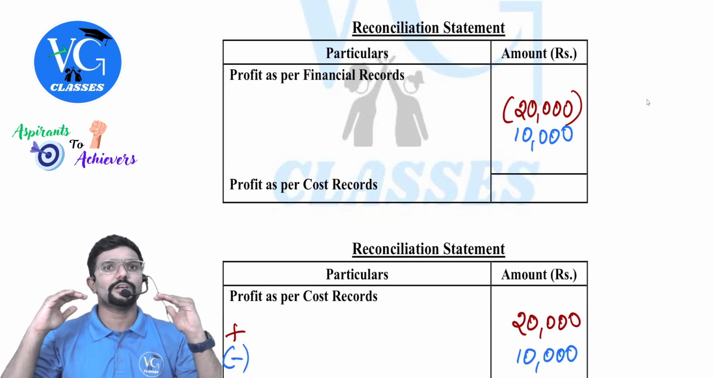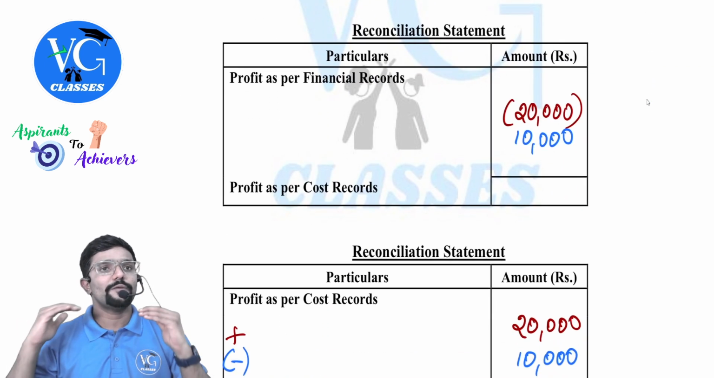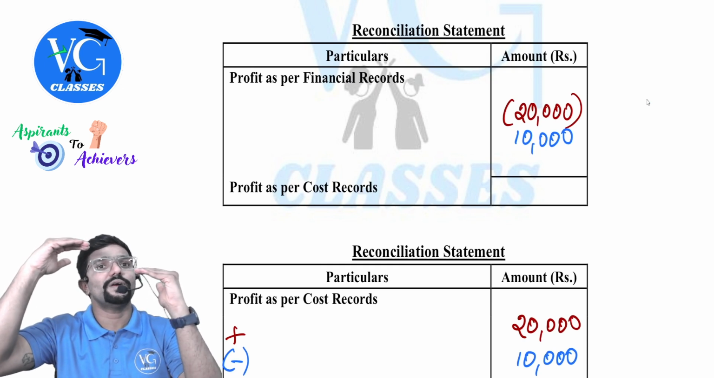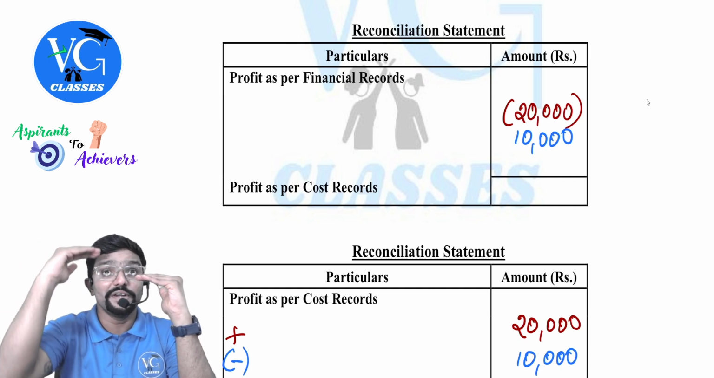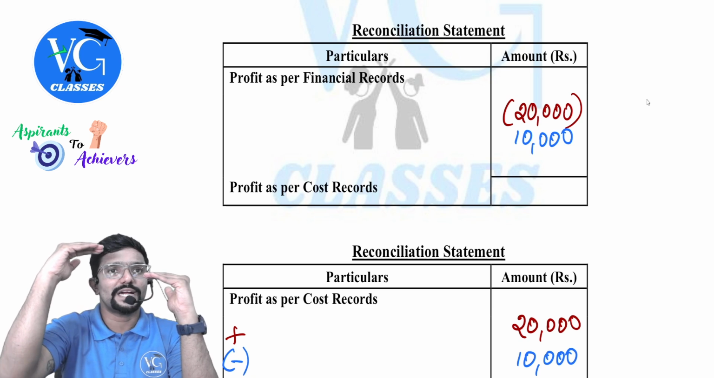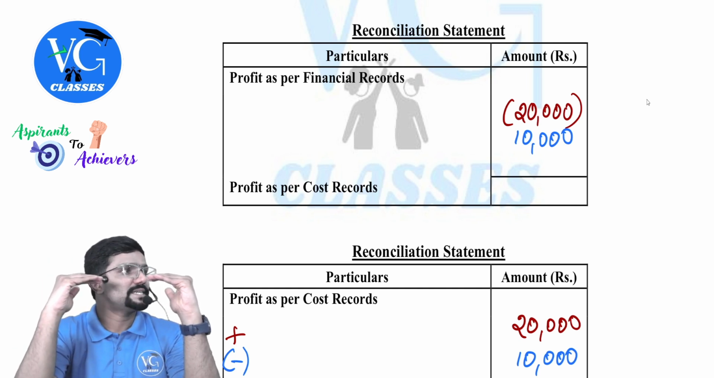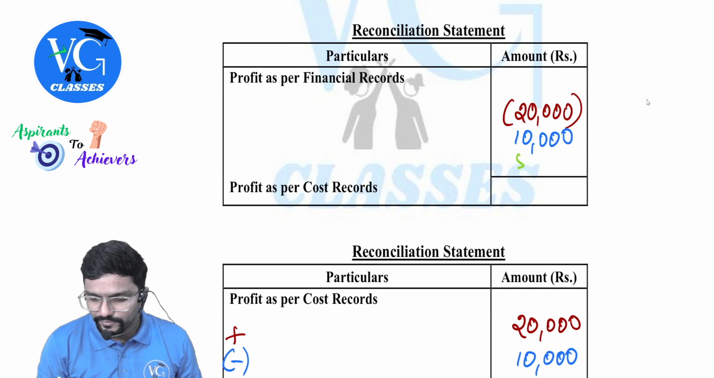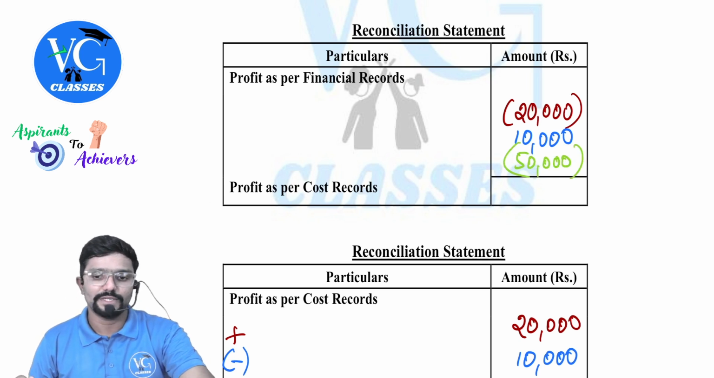Okay, now if my financial profit is the starting point, what do we do? My financial profit has gone up by 2 lakh, whereas my costing profit only by 1.5 lakh. There is a difference of 50,000. Now my financial profit is already in excess by 50,000. My starting point is financial profit. Any adjustment I can make is for financial profit. What will I do now? Deduct. Got it? Yes, sir. So I will deduct 50,000 here.